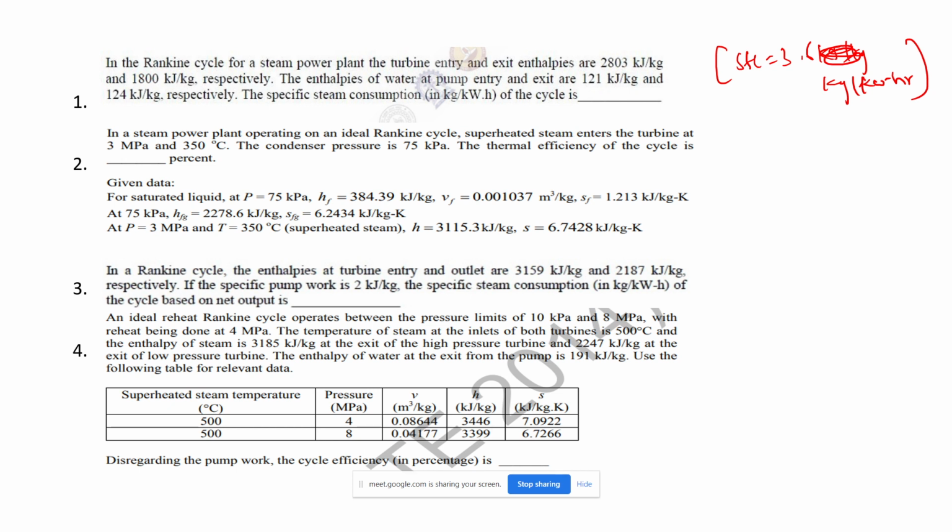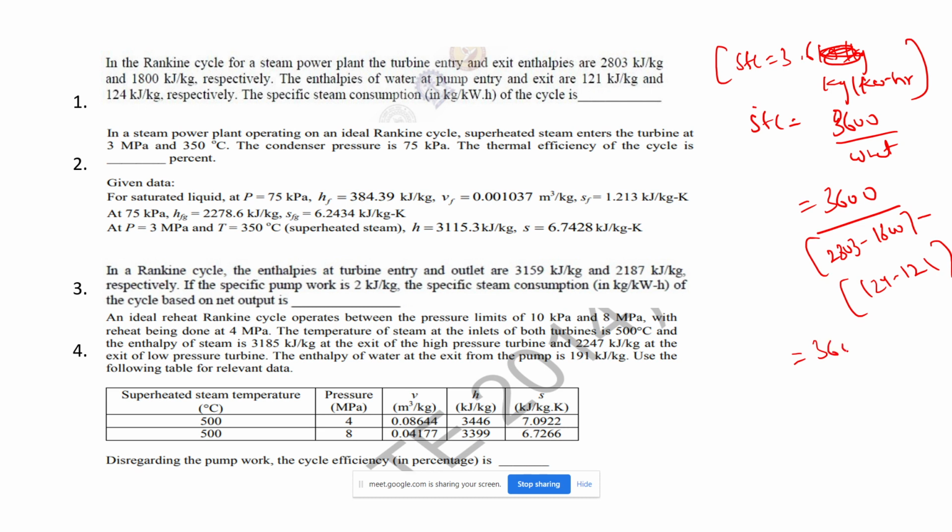It is same. I think there is no need to solve this. I can solve it here only. It's specific steam consumption, SSC, that you can directly write as 3600 over net work. In the steam power plant, net work will be turbine work minus pump work. Pump work, entry and exit at 1 and 2, currently at what is the value? So 1000.